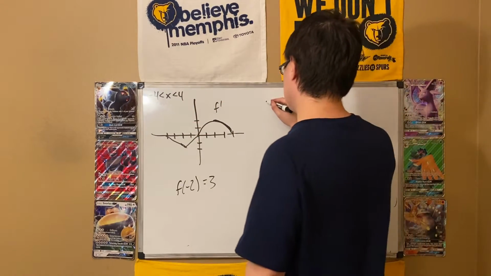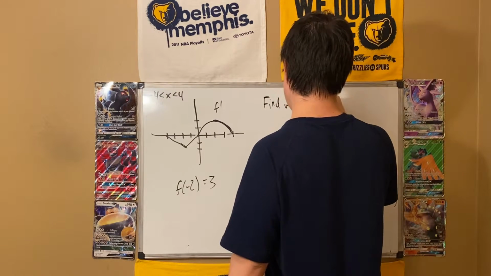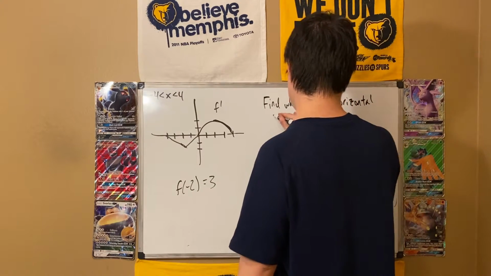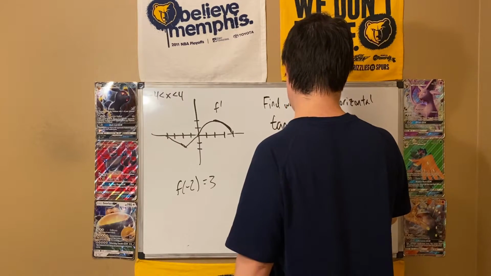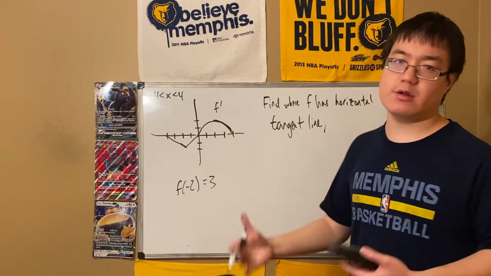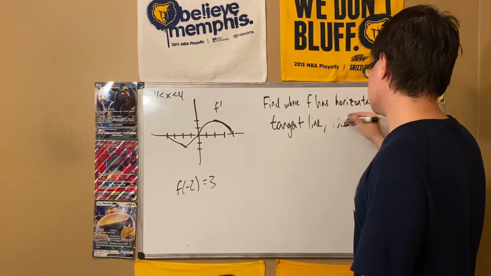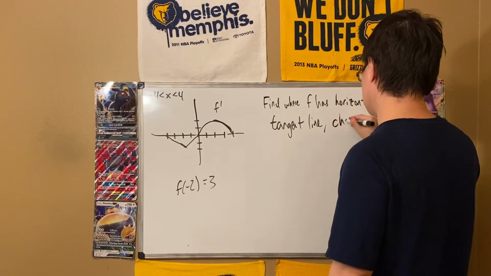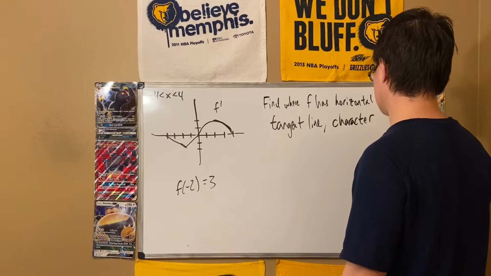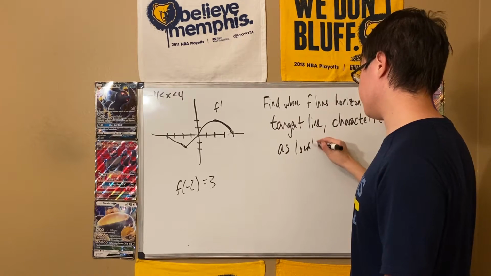So the next question is find where f has a horizontal tangent line and characterize that as a local max, local min, or neither. So this is just another way to ask local max or min, basically, just in a fancier way. So local max, so characterize it as a local max, local min, or neither.